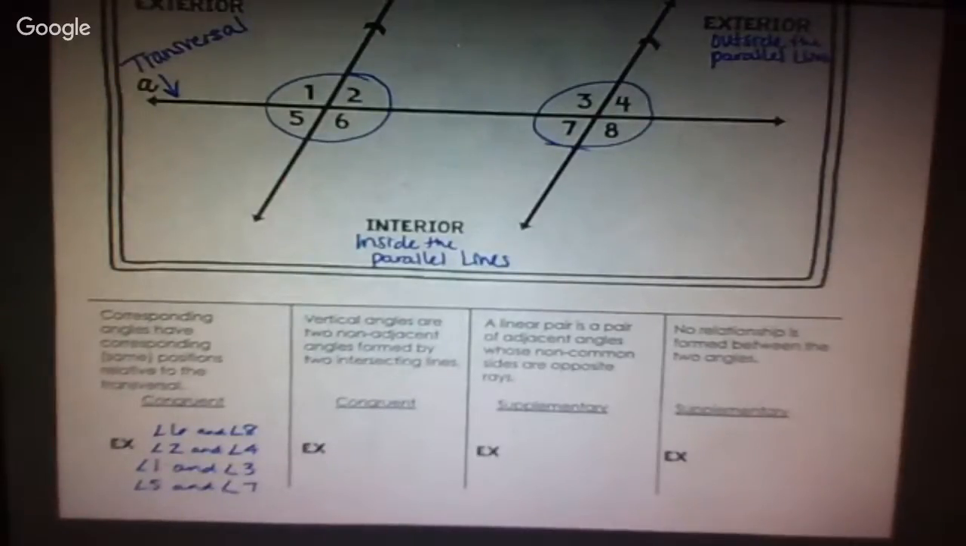So with corresponding angles, they cannot be in the same grouping. They have to be in two separate, I like to call them intersections. I like to think like I'm driving down the street and there's some Bojangles.